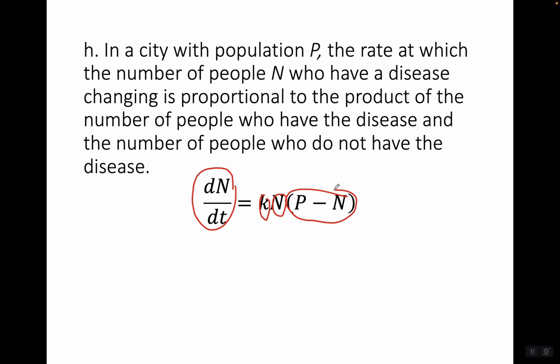And this is a realistic model for the spread of a disease because it's going to be proportional to the number of people who have the disease. The more people you have who have the disease, the more easily it can spread. And it's also going to be proportional to the number of people who don't have the disease, because the more people who don't have the disease, the more people who can catch the disease.